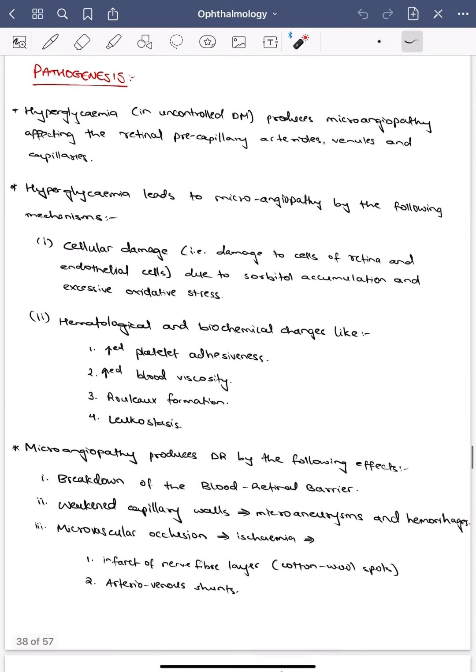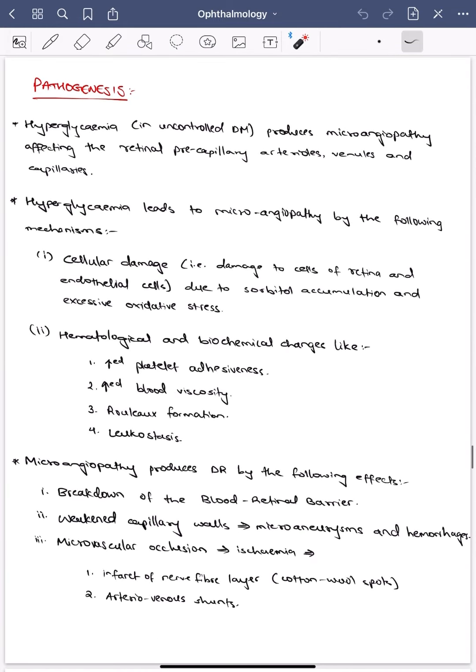Now, coming to the pathogenesis. The basic pathology is that hyperglycemia in uncontrolled diabetes mellitus produces microangiopathy, which affects the retinal precapillary arterioles, venules, and the capillaries. So this is the basic pathology: hyperglycemia leading to microangiopathy which affects the retinal vessels. Now, hyperglycemia leads to microangiopathy by the following mechanisms.